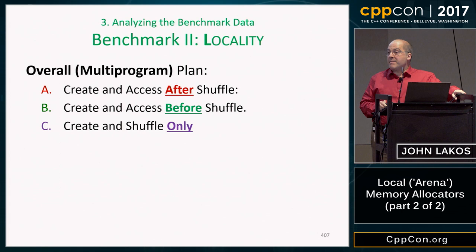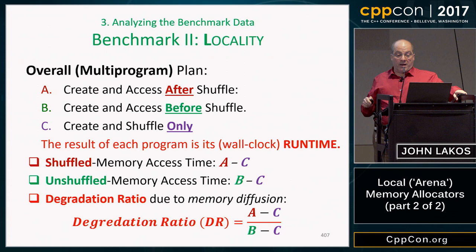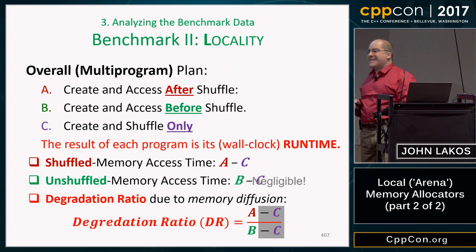So we're going to do the same thing, but we're going to measure after we shuffle, in which case it's going to be slow, before we shuffle, which is going to be fast, and just create and destroy only, which is going to give us our setup costs. So the result is going to be wall clock time. The degradation ratio due to diffusion is going to be the after time minus the setup cost divided by the before time minus the setup cost, but the setup cost is negligible, so we'll ignore it.